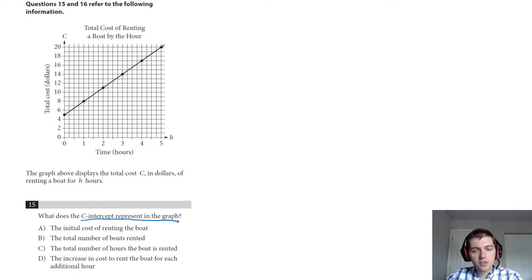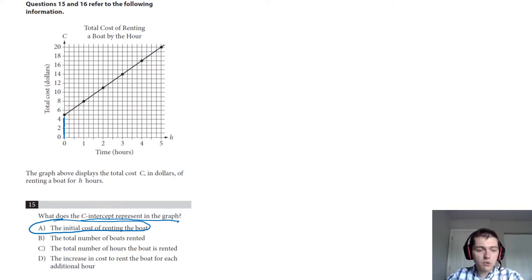C, the total cost in dollars of renting this boat, is the intercept at time zero. So it's your sunk cost before you do anything on the boat. You still have to pay this amount of dollars before you do anything. It's the intercept. It's the initial. And so right off the bat, when you go through reading these options, you can see that initial cost of renting the boat, that's sort of the definition of intercept, is the correct answer.